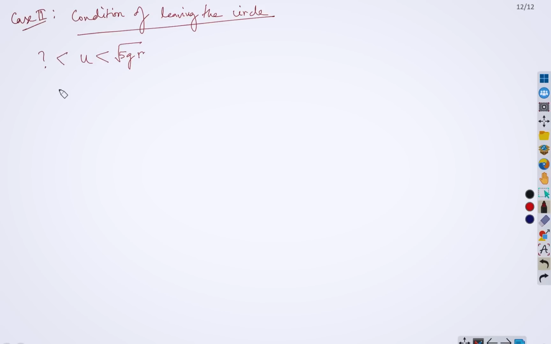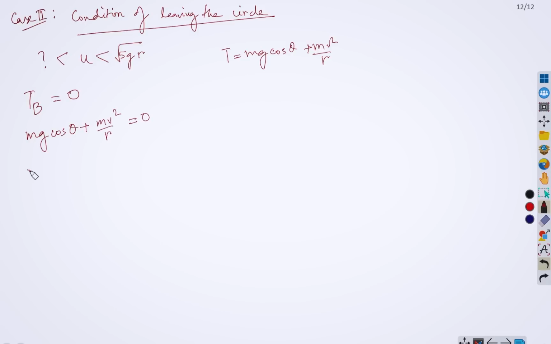Okay. Since the particle is going to leave the circle, therefore the tension at the highest point, Tb, will be 0, right? Yes? At the highest point. Substituting this value in equation 3, what was our equation 3? T equals mg cosine theta plus mv square by r. Yes, this was our equation 3. We will now substitute this value here. We obtain mg cosine theta plus mv square by r.